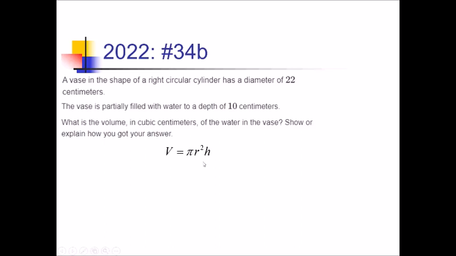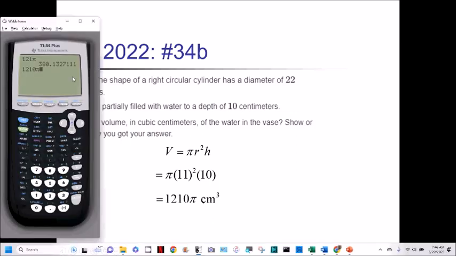So in this case, we've got pi times, again, 11 squared, because that's still the radius, times the height now of 10. So this is what we're either doing out on paper, plugging into our calculator. This was 121 pi times 10. So this is 1,210 pi cubic centimeters. Or again, we could convert that into a decimal on the calculator. So as a decimal, that's coming out to 3,801.33 cubic centimeters.